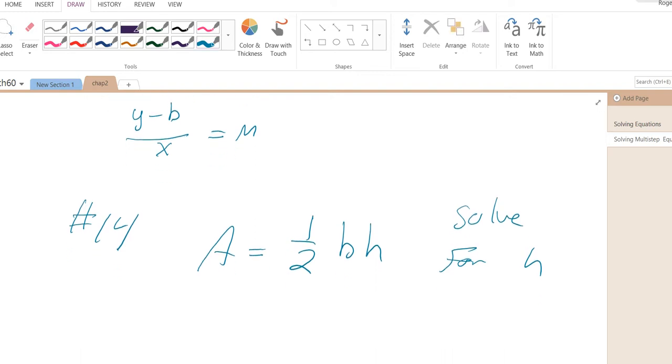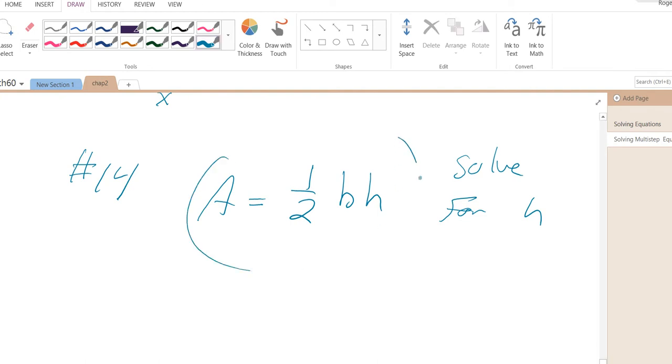What are we going to have to get rid of? Half and the b. I can get rid of the b pretty easily, right? How are we going to get rid of that 1/2 though? We can divide by half b. We could multiply by 2. So here again we have two different ways of doing it.